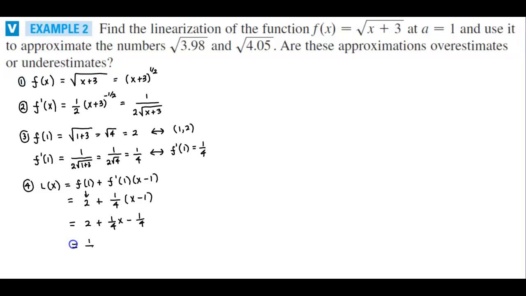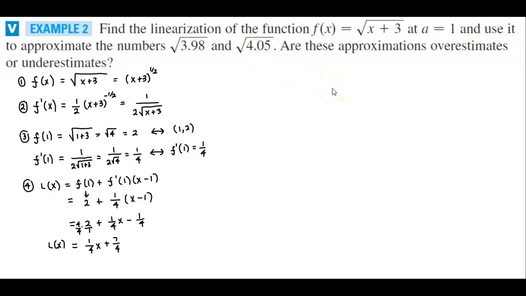So we end up getting 1/4 x. And so this is 2 over 1, which becomes 8 over 4. 8 over 4 minus 1/4 is going to be positive 7/4. So therefore, there is the linearization function here. So now that we've found the linearization function, we want to be able to use it to approximate the numbers the square root of 3.98 and the square root of 4.05.